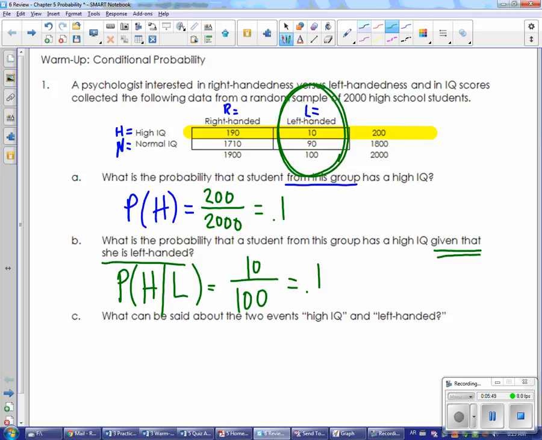And so in letter C, it says, what can be said about the two events, high IQ and left-handed? Well, notice that the probability of choosing someone with a high IQ didn't change when I knew that the person was left-handed. That tells me that the two events are independent, but you have to write it out. So what we can say is, since the probability of having a high IQ, given that the person is left-handed, is equivalent to the probability of selecting someone with a high IQ, we can say that the two events are independent.